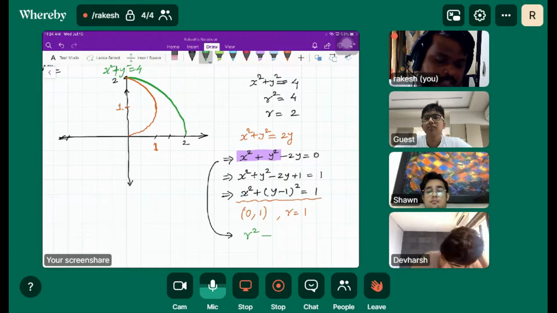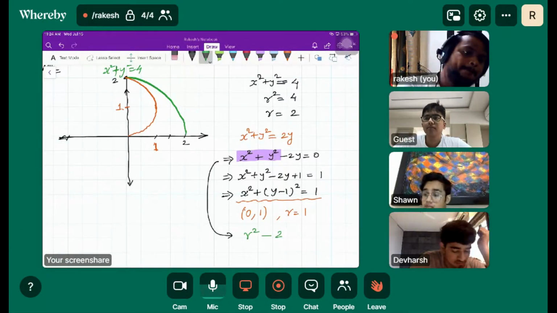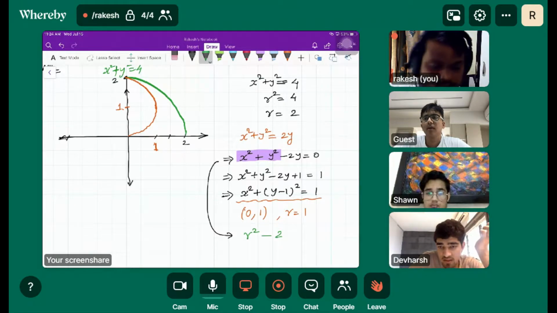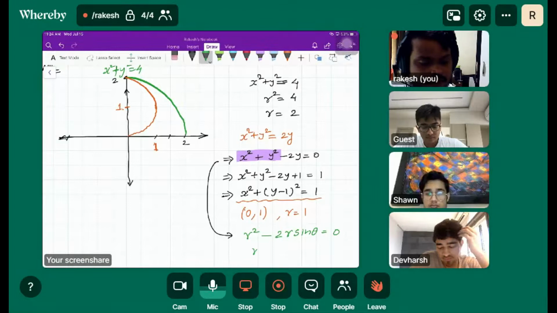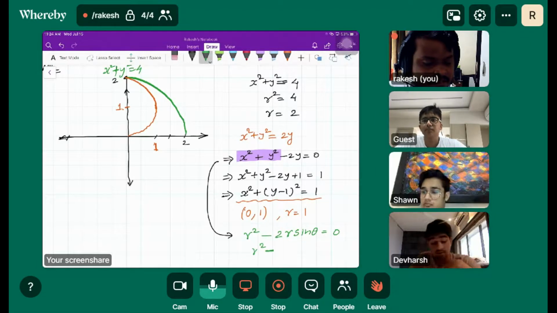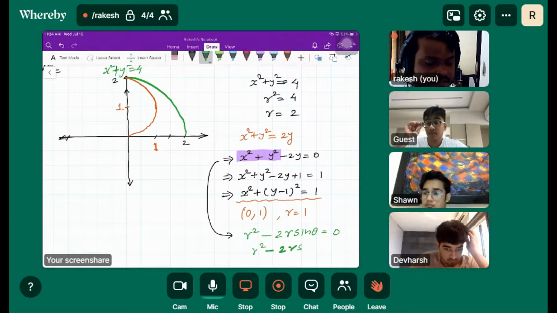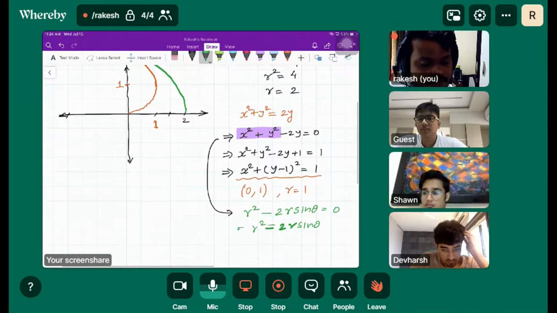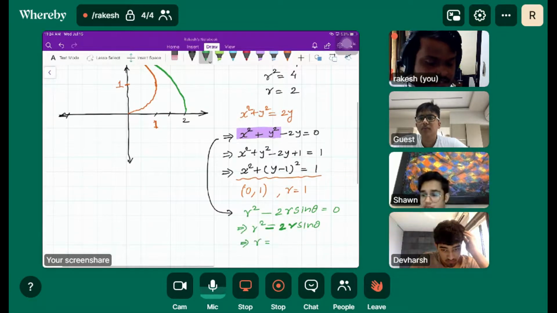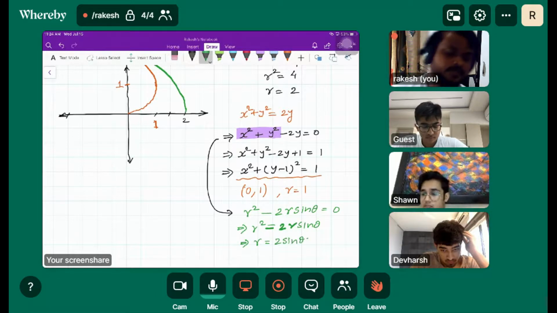So r square minus, what is y? 2y is 2 r sin theta, so 2 r sin theta is equal to 0. So r will cancel out. So the equation of the given circle in polar form is r is equal to 2 sine theta.